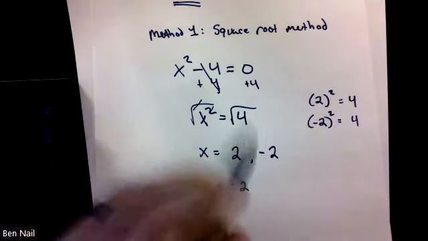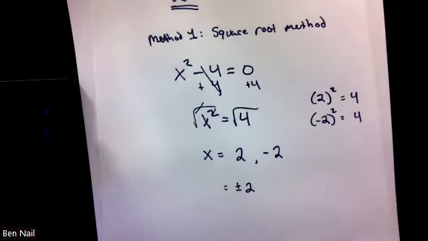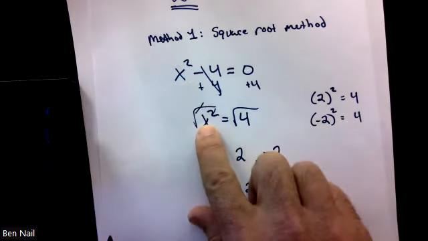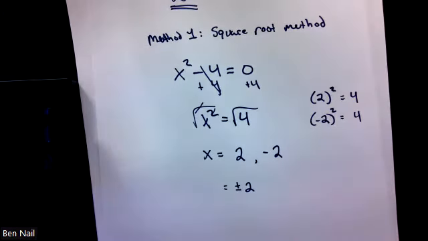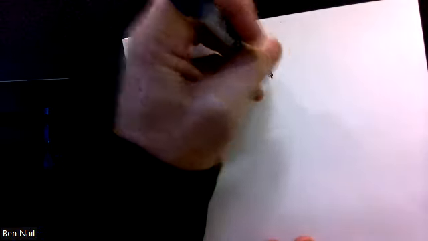Okay, now they're going to complicate this. They're going to give you some uglier looking problems, but the method is still basically the same. Isolate the squared piece, use your square root to get rid of it, and then account for both the plus and the minus. So the ugliest square root method problem would be something potentially like this.